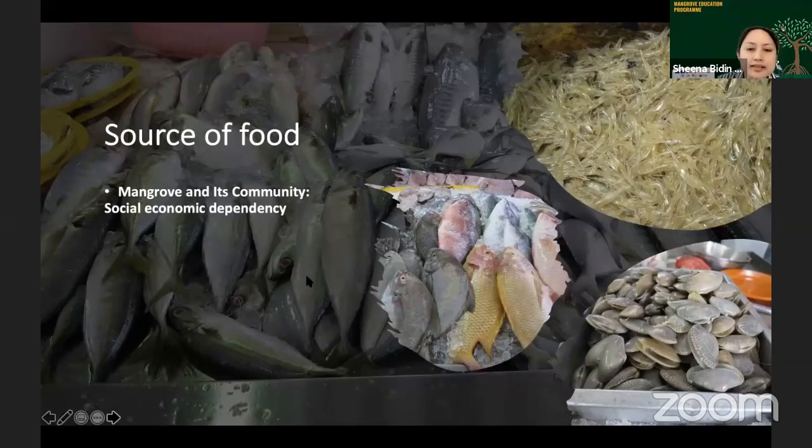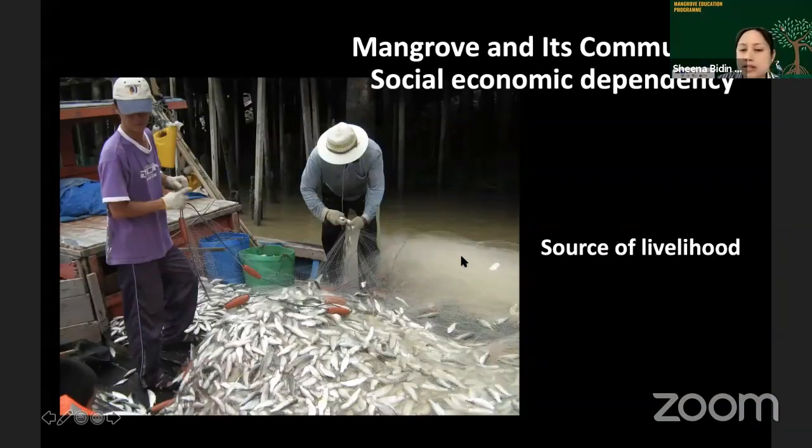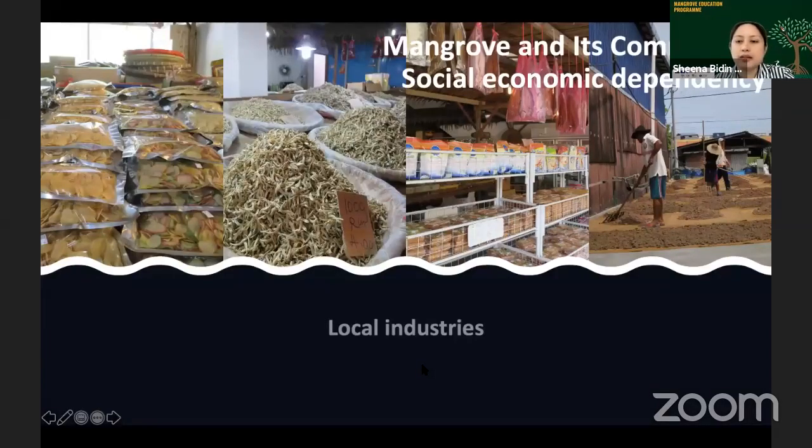Okay, so with this food, there's fish, there's also fishermen. So a lot of local communities in the fishing villages are fishermen, okay. So it's their source of livelihood. They take out fishes, udang galah, crabs, for the local seafood market, yeah? And another famous one is the local industries.